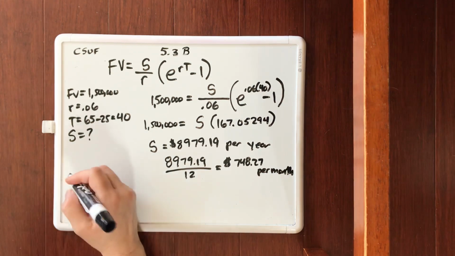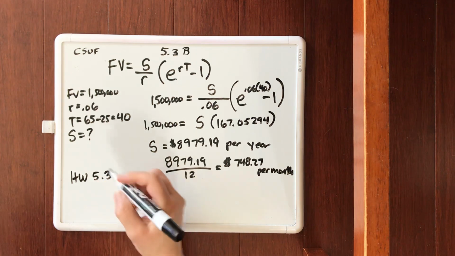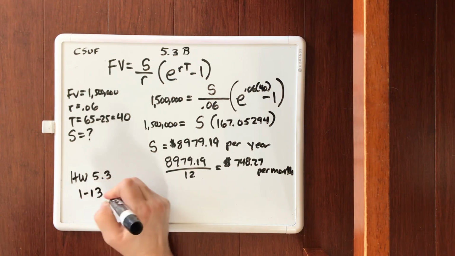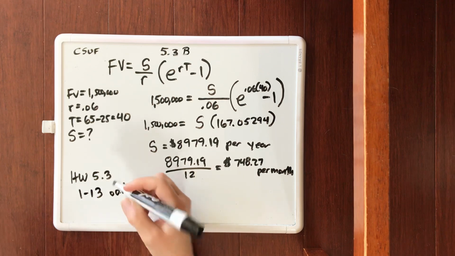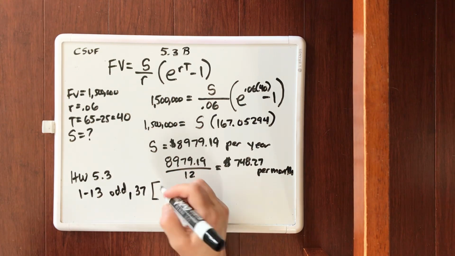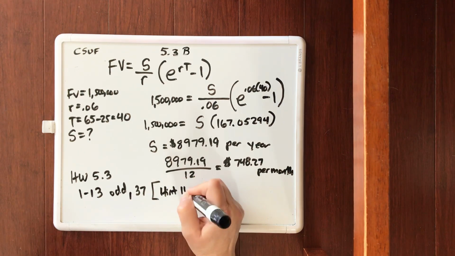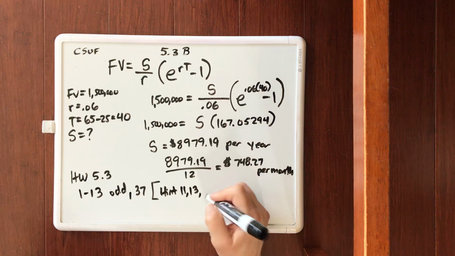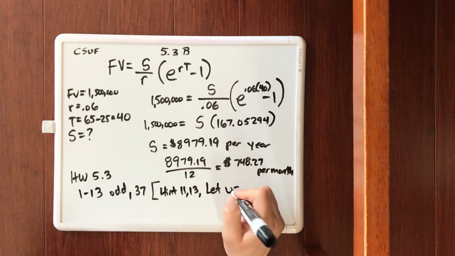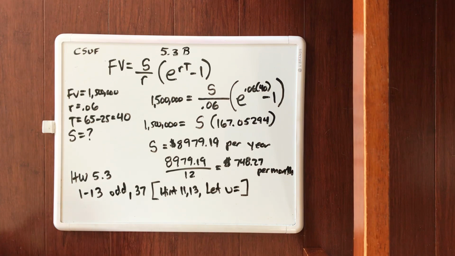Okay, so here's your homework for 5.3. 1 through 13 odd, 37, and here's a hint for 11 and 13. Let u equal, so do substitution. And then I'm going to be sending you our last written project. It'll pertain to this very thing.